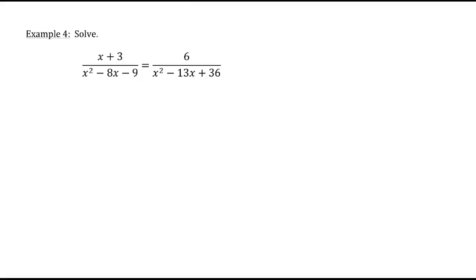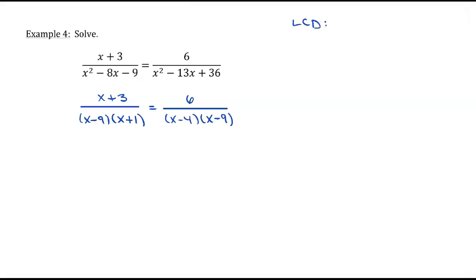Let's start by factoring the denominators so that we can easily find a least common denominator. On the left, notice that x squared minus 8x minus 9 can be factored as x minus 9 times x plus 1. And on the right, notice that x squared minus 13x plus 36 can be factored as x minus 4 times x minus 9. Our least common denominator must include a factor of x minus 9, a factor of x plus 1, and a factor of x minus 4. So let's multiply both sides of this equation by this least common denominator.